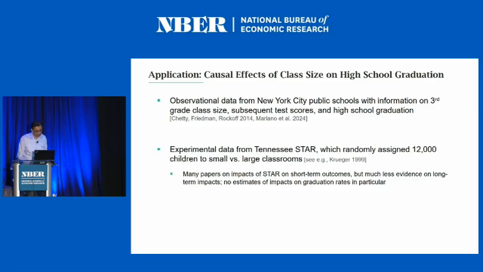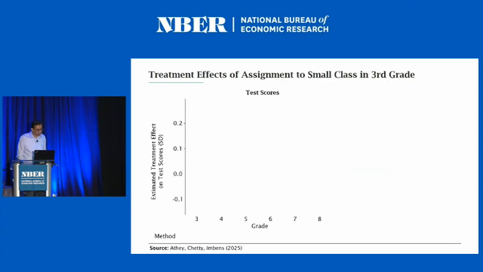So let's take the case that I laid out earlier of observational data from New York City public schools with information on 3rd grade class size, subsequent test scores, and high school graduation rates, which have been used in various prior studies. And then we're going to combine that with experimental data from Tennessee STAR, which randomly assigned 12,000 kids to small versus large classrooms. And as I noted earlier, there are many papers on the short-term impacts of STAR, but much less is known about the longer-term impacts, in particular the impacts on high school graduation. So let's look at what we see in the data in the context of this figure.